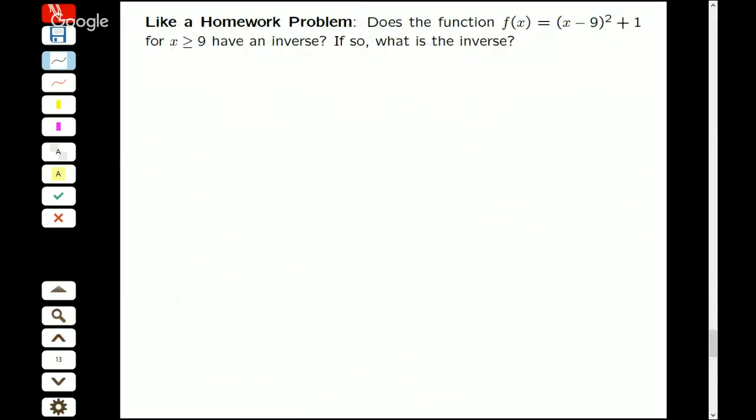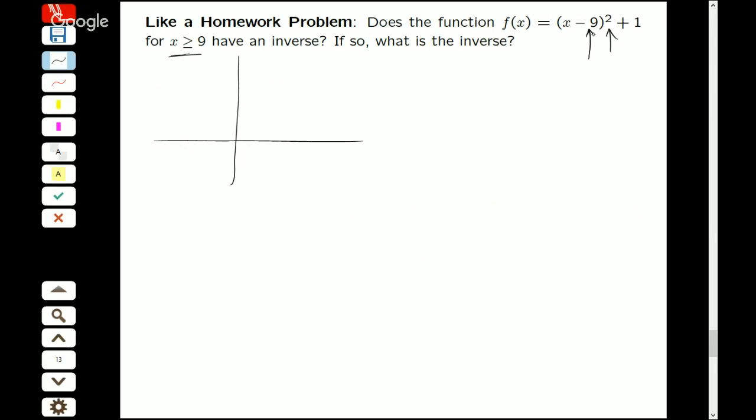Then this is like a homework problem. Does the function f of x equal (x minus 9) squared plus 1, for x greater than or equal to 9, have an inverse? That's the answer I want first. Is your automatic answer no, it has a square, it can't have an inverse? But notice I said for x greater than or equal to 9. It's only one side. That's exactly right.